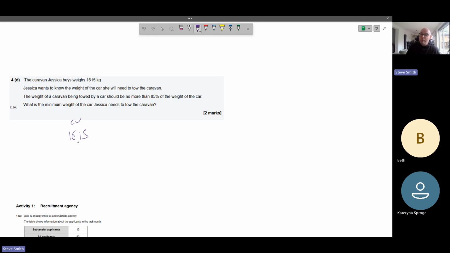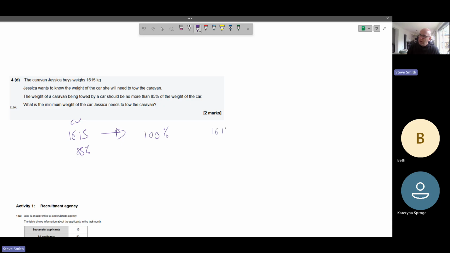So the caravan cannot be more than 85% of the car. That's telling us that that is the 85% number. We need the 100% number. Simple as that. The weight of the caravan towed by the car should be no more than 85% of the weight of the car, and it's told us that that is the weight of the caravan she's buying. So we're looking at a car that's our 100% number, if we've got our 85% number.